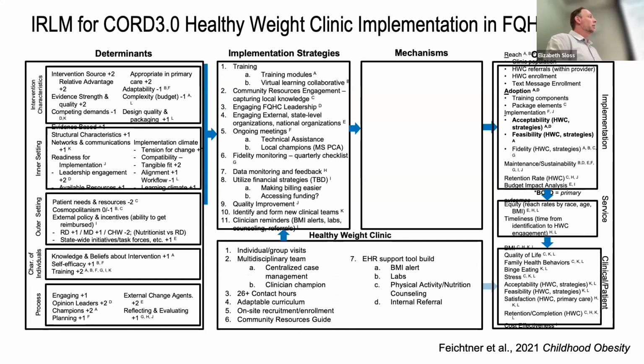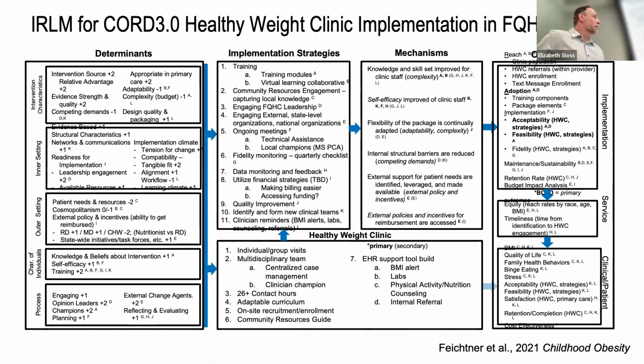We then picked the implementation strategies, really focusing on those 2 arrows of combining what the healthy weight clinic needs. What are each of those components? What strategies are needed for each component? And then how do those align with the barriers we're going to have to try to address and overcome? We then proposed some mechanisms for how the primary strategies would actually work.